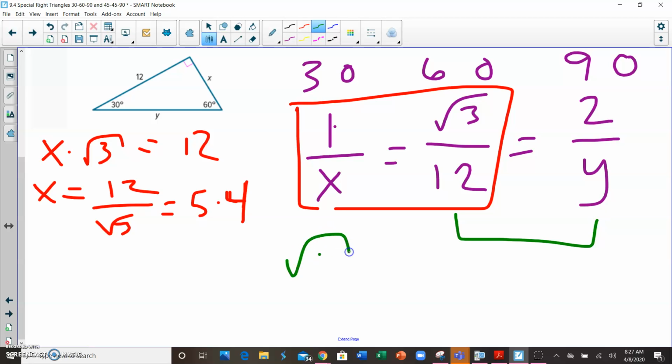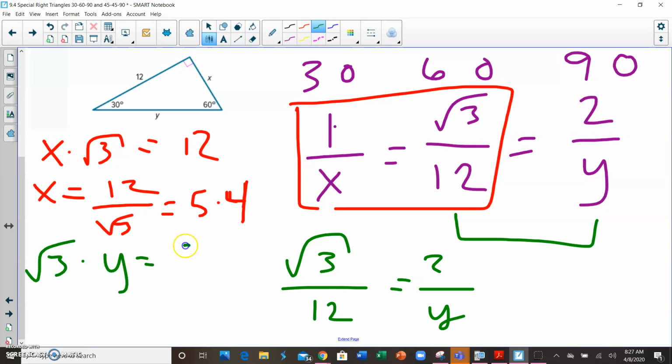So we're going to get the square root of 3 over 12. That's actually a 12. I know you can't read it. Over 12. I got to hurry up. I only have a minute and a half left. Okay, here we go. Over 12 is equal to 2 over y, and then we cross multiply. So we get the square root of 3 times y is equal to 24. So y is equal to 24 divided by the square root of 3, and then put that in your calculator.